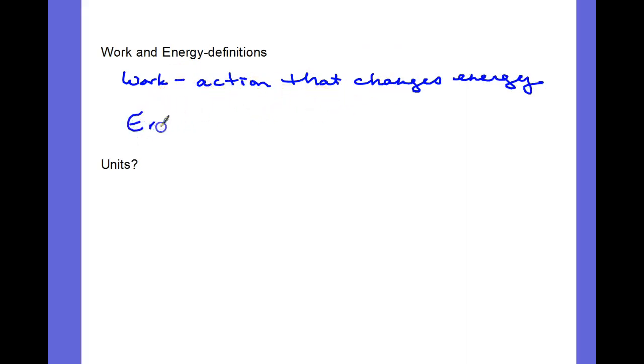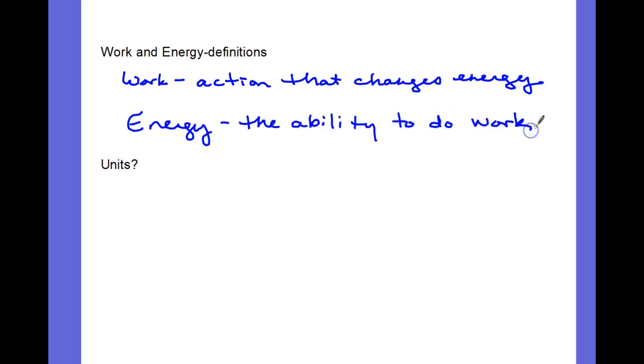And energy is the ability to do work. So if you do work, the amount of energy that you have or the amount of energy of the thing that you're doing work on changes. And if you have energy, then you have the ability to do work. So it's kind of a circular definition. The units of energy and work are both a joule.